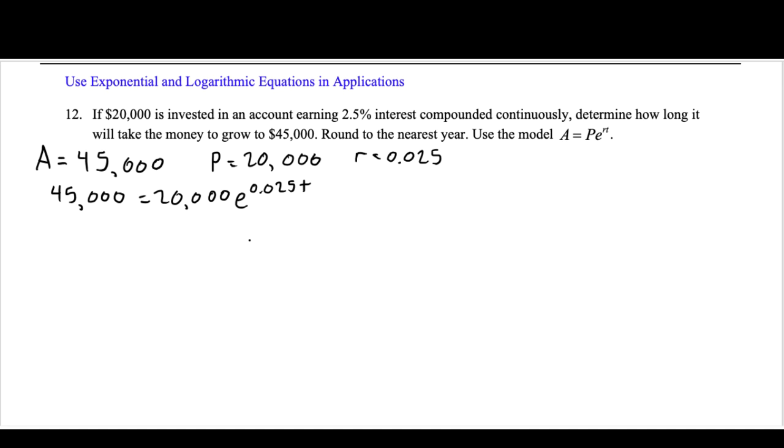I'll start by dividing both sides by 20,000 to isolate the exponential. So I'm going to get 45,000 divided by 20,000 equals e raised to the power of 0.025t. Now when you divide 45,000 by 20,000, the result is 2.25.